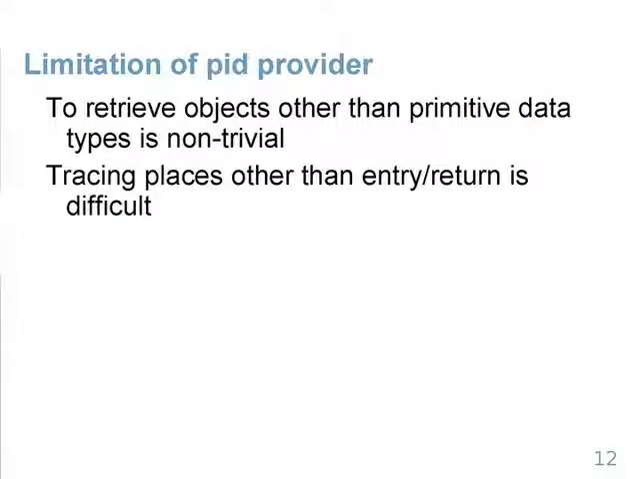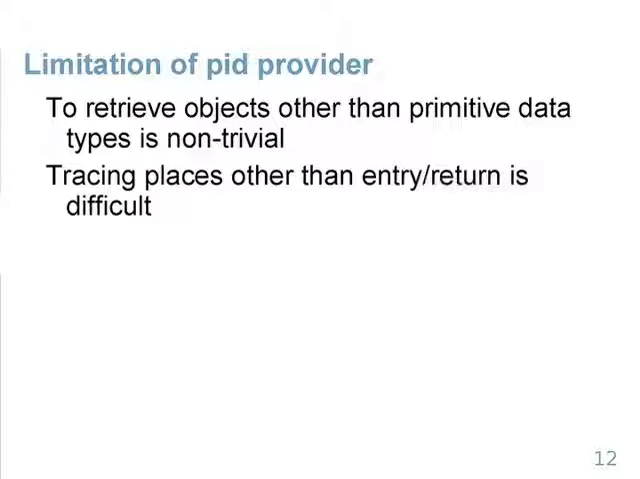Okay, so the limitation of PID provider, when you want to specifically look into the application performance, in this instance GNOME, retrieving... GNOME has this object system where the information is not available outside as primitive data types like int, string, and char. So there are some indirections which we have to traverse to get to the actual content which we are interested in. So getting that through PID provider is non-trivial.